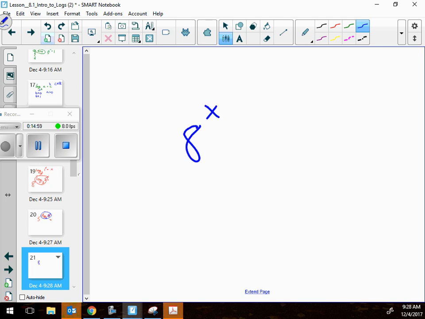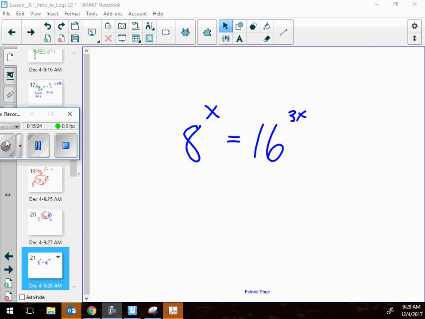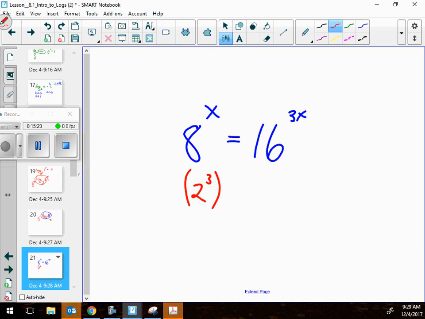8 to the x equals 16 to the 3x. Ew. Well, make the bases the same, then they'll be able to cancel, and the exponents will be equal. Hint, you don't want to try to make them have a base of 4, because that won't work. But you could make them both have a base of 2. I'll pause for a second and give that a try. Okay, this 8 is really 2 to the 3rd. And then I've got to put it to the x.